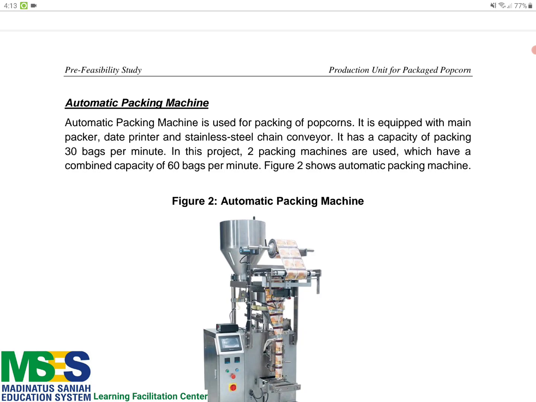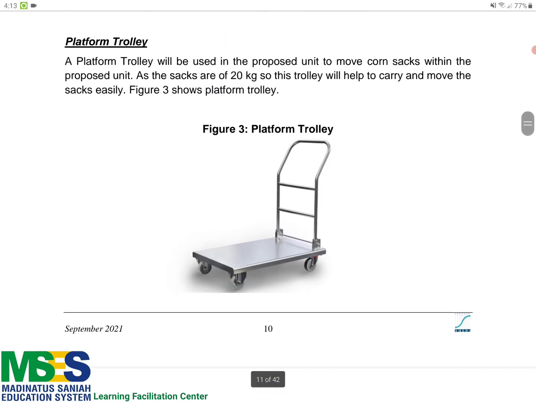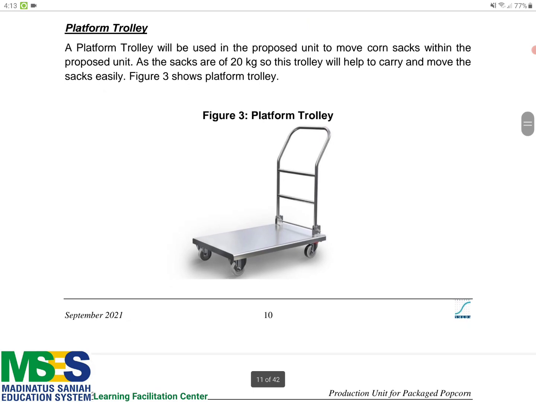Good. Then you also need a platform trolley. Why do we need that? To move corn sacks. This is something that makes it easier to carry heavy loads. We can also put heavy boxes of prepared popcorn on it and move them from one point to another.